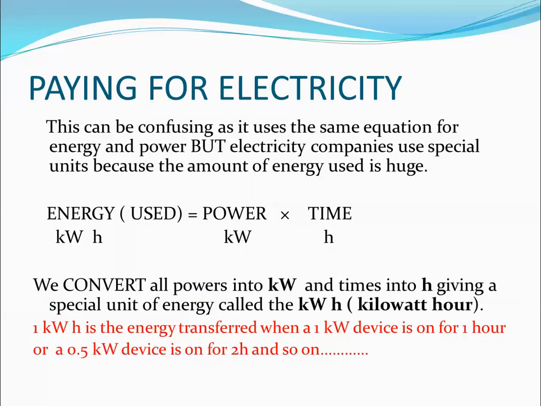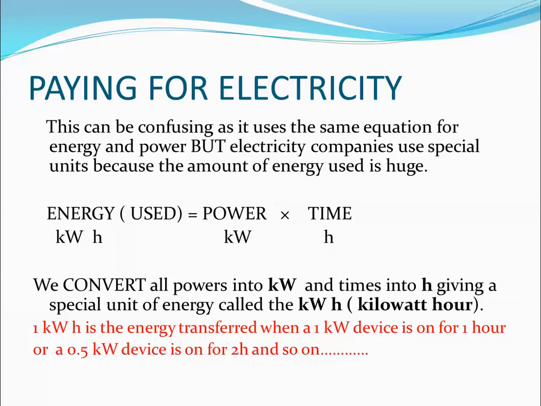Right, paying for electricity. The electricity companies don't use joules for energy, or watts for power, or seconds for time. They use kilowatt hours for energy, kilowatts for power, and hours for time. The reason being that we use that much energy that they need a unit which is manageable. There just would be billions of joules, those are just huge. So to make it a manageable unit, they use the kilowatt hour.